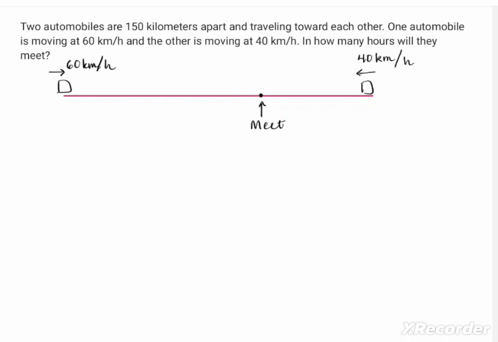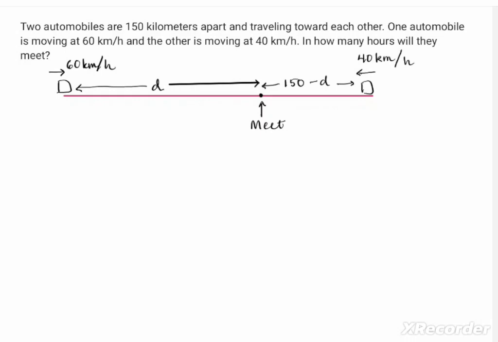So they are 150 kilometers apart, which means if there's a d distance between the first one and where they meet, then it's going to be 150 minus d for the one that is moving at 40 kilometers per hour, because when you add the two it has to be 150. So we are also looking at time, right?